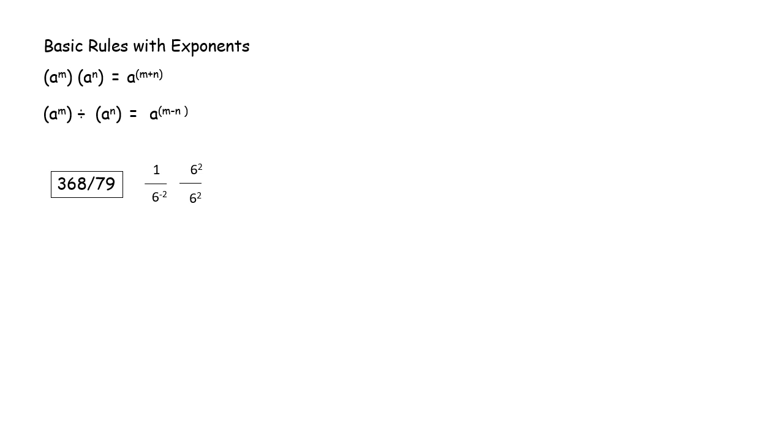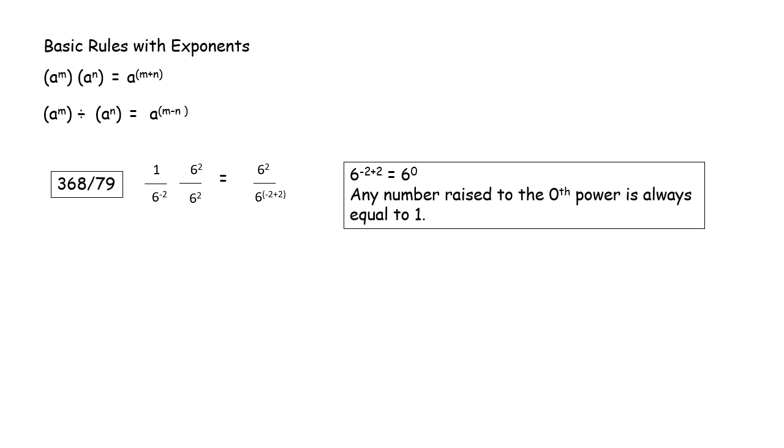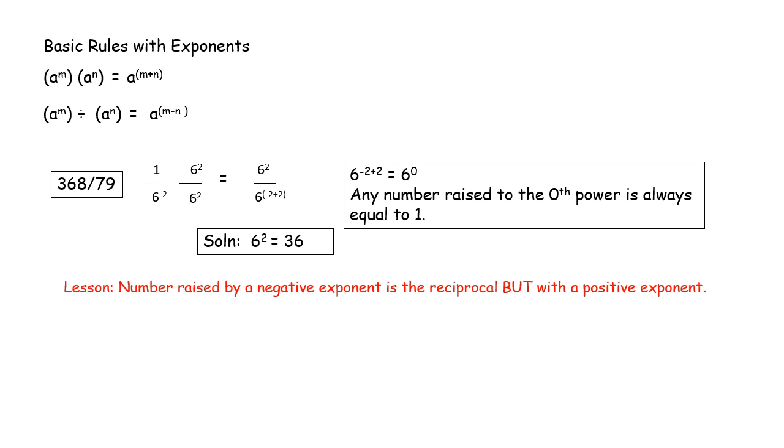you'll get in the numerator 6 squared, and in the denominator, the base 6 with the exponents added, negative 2 plus 2. So when you take 6 raised to the power negative 2 plus 2, that is 6 to the 0. Any number raised to the 0th power is always equal to 1, which makes our denominator 1. Therefore, our solution is just 6 squared in the numerator, which is 36.